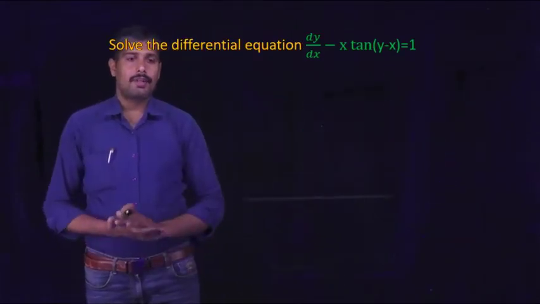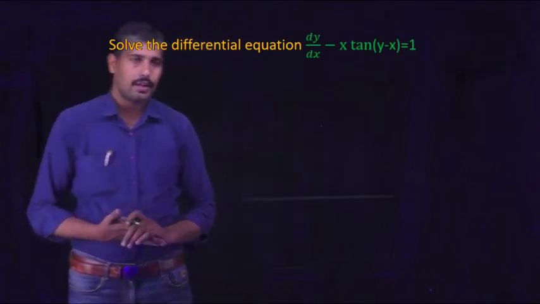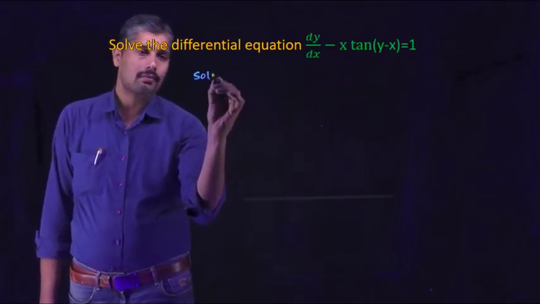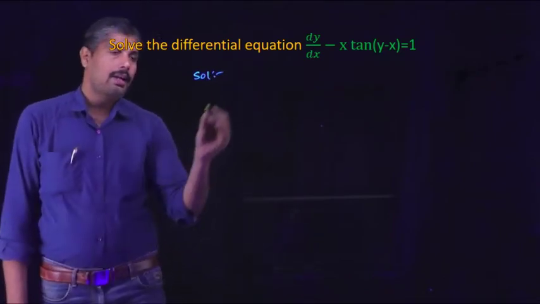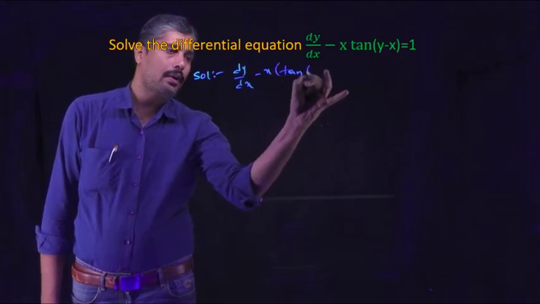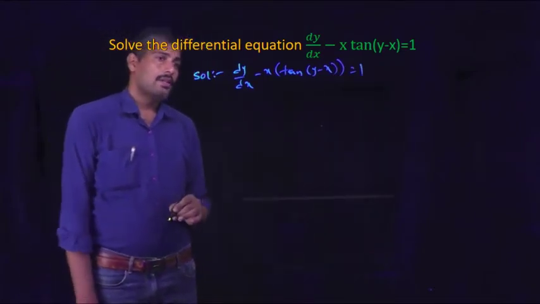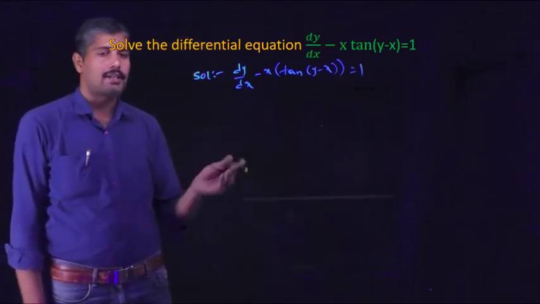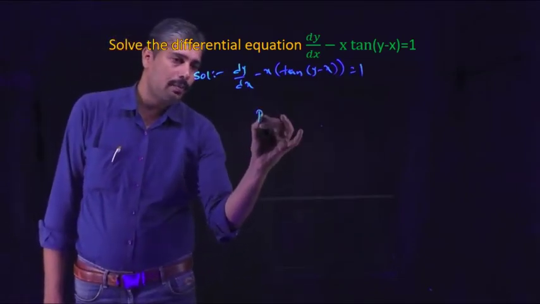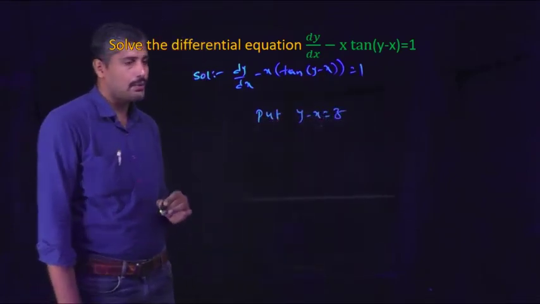See one more problem. dy by dx minus x into tan of y minus x equal to 1. Okay. This is also not possible for separating x terms and y terms. That's why we take substitution, put y minus x equal to z.